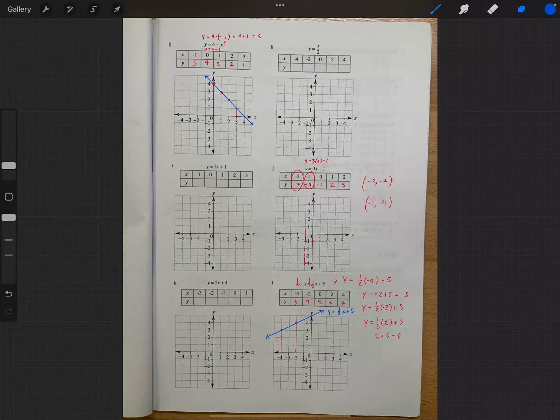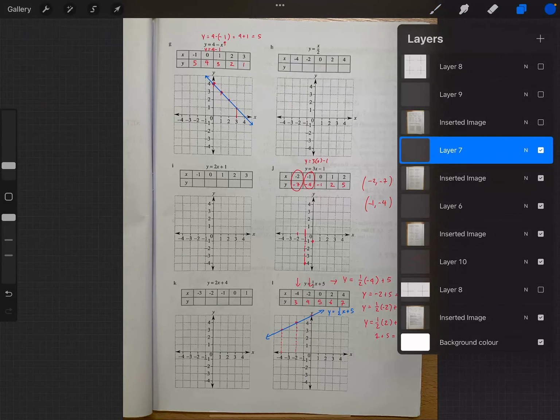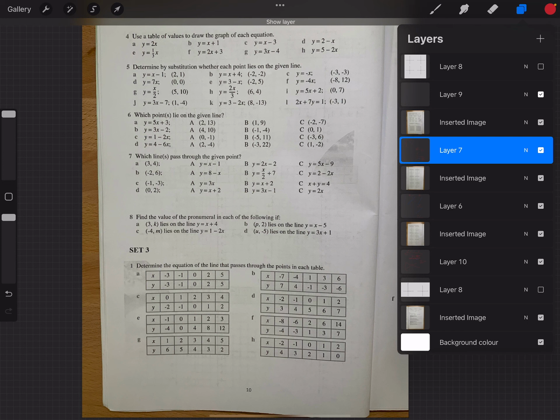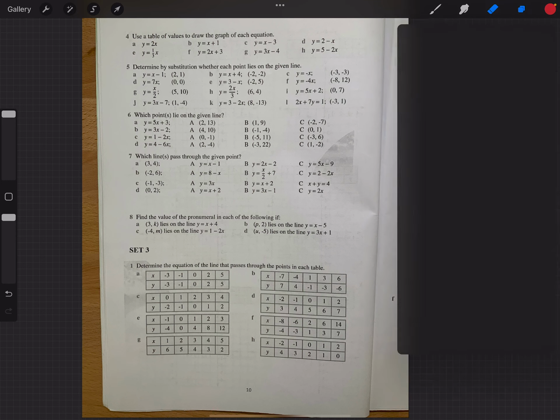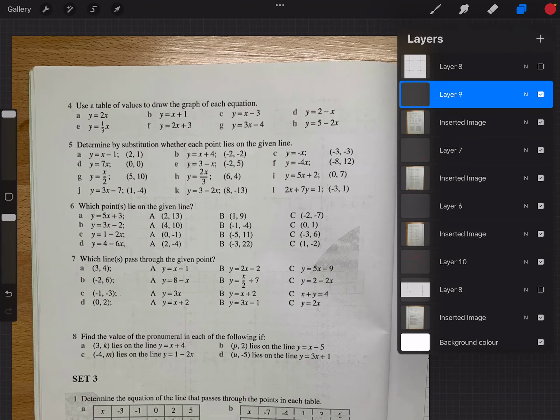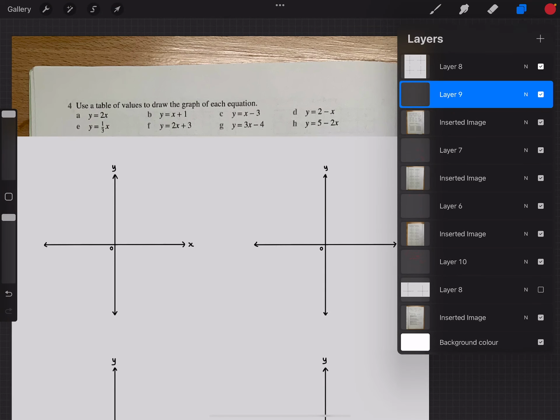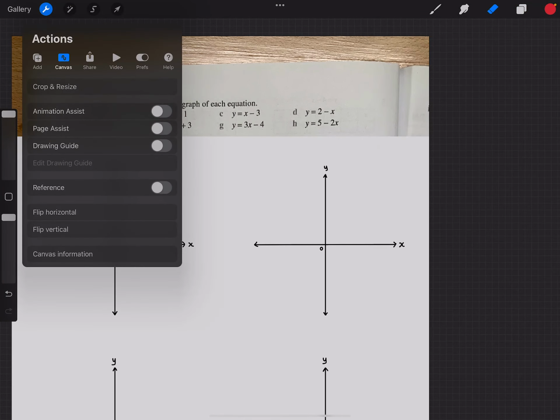Alright, the rest you can do by yourself. Now let's go to the next page. Okay, I'm going to show you how to do these ones. We're going to go through question 4. For question 5 and the rest we'll do in class. I'll do question 4. It says use a table of values to draw the graph of each equation. So I prepared a graph and I'm going to turn the drawing guide on.